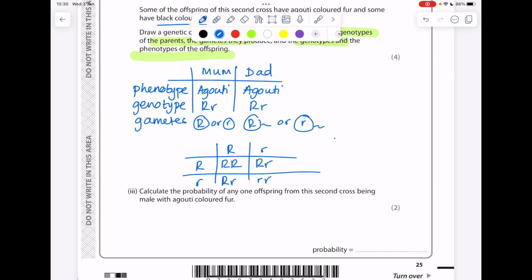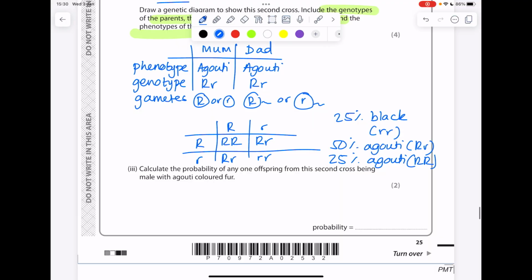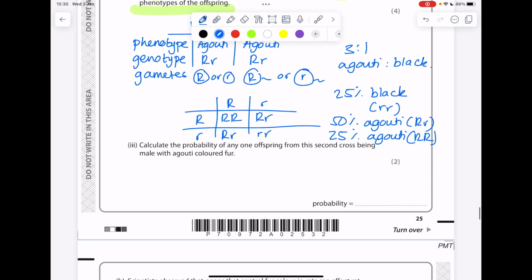So we have 25% are black furred because they have that genotype. 50% are agouti with this genotype. And so in total 75% are agouti but with this genotype. So really it's 3-to-1 agouti to black fur. Calculate the probability of any one offspring from the second cross being male with agouti coloured fur.